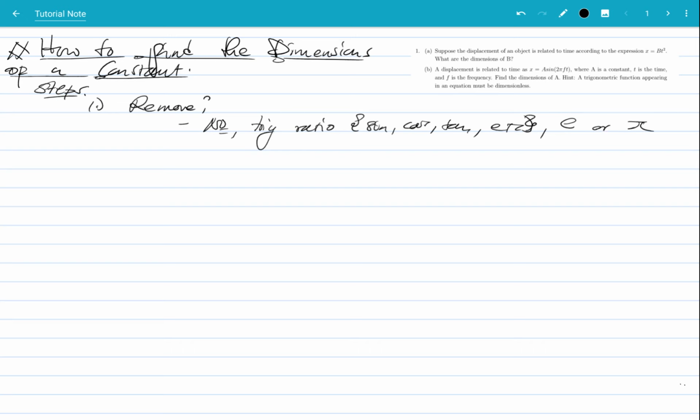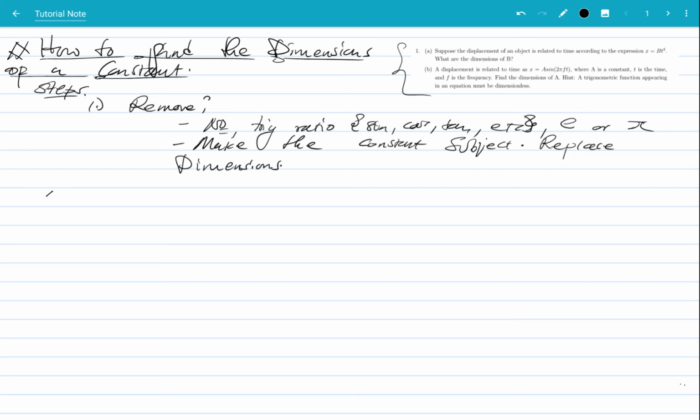Then what you should do next is to make the constant the subject of the formula. Then after that, replace dimensions. Alright, so with these simple steps, we'll answer the question that came in your tutorial sheet.